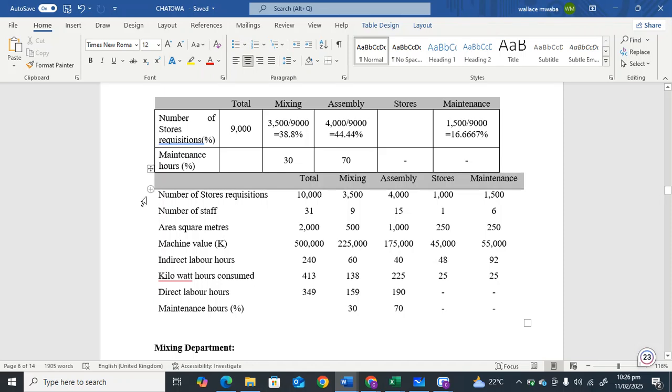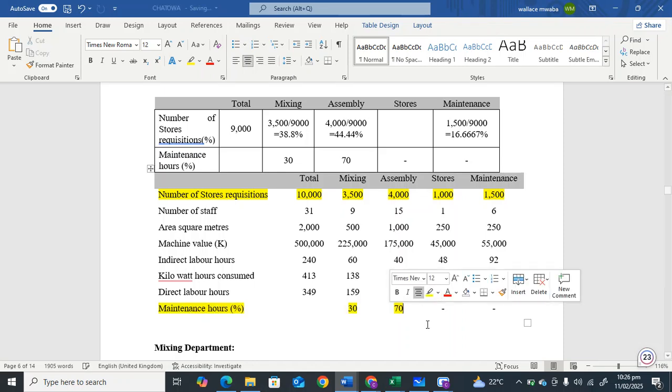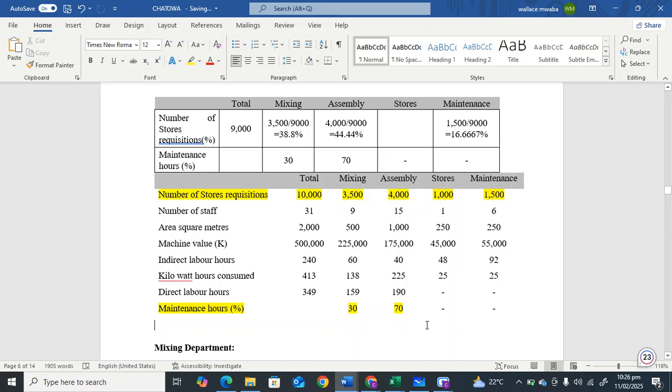Then you look at maintenance department. What service is it providing to the other departments? And this will also be used as the basis of apportionment for maintenance. It's maintenance hours. And I forgot to mention this, when we're reapportioning stores, we have to ignore this number for stores because it's being reapportioned. So we ignore this number.